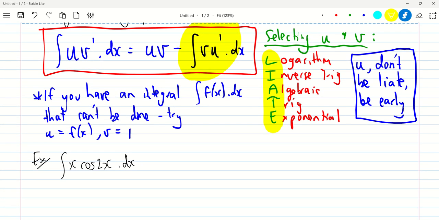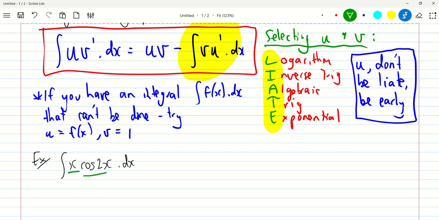So what we have a look at is, can we define a u and a v that will make this thing work? All right. The recommendation is that u is: don't be late, be early. So is there a logarithm? No. Is there an inverse trig? No. Is there algebraic? Yeah. Okay, so there's an algebraic function there, and there's a trig function there.